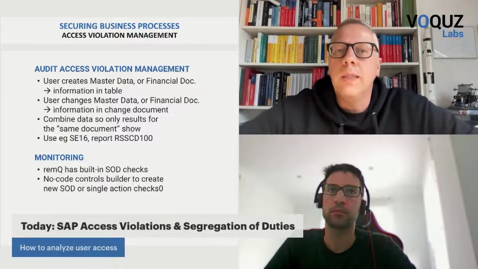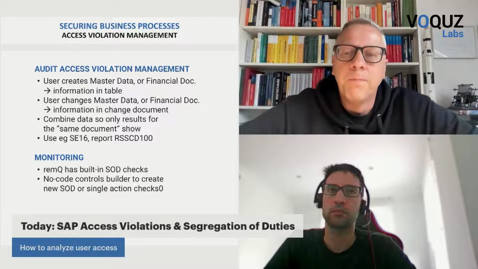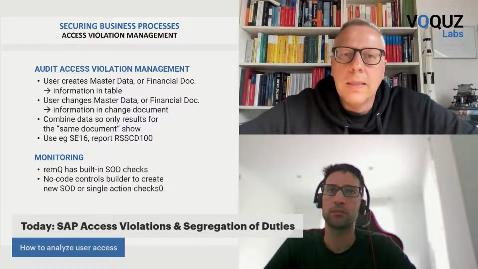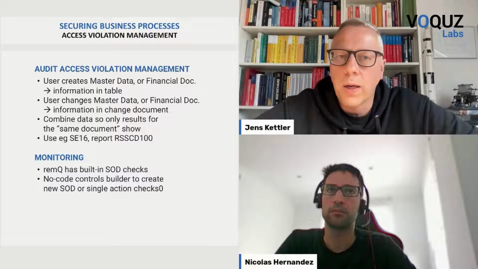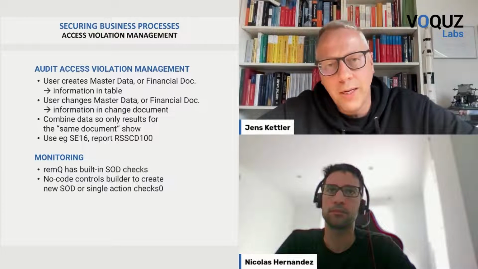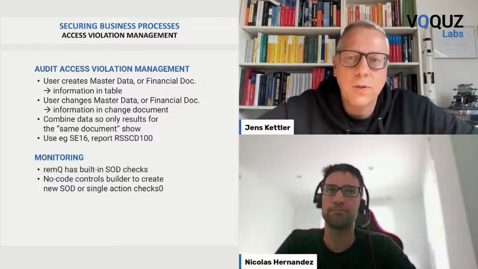And the data has then to be properly combined, and in particular, there has to be some sort of link. You don't want to see all the changes. You want only to see changes that happen in one business process, so to say. Create a vendor and create an invoice for the same vendor.